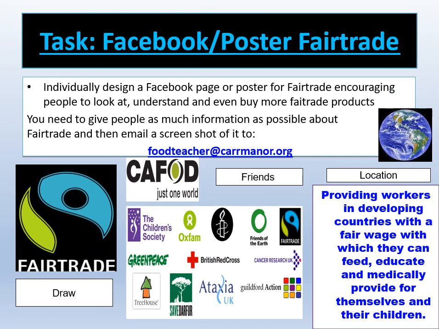So your task, now we've gone through all the information about fair trade, is to individually design a Facebook page or a poster about fair trade, encouraging people to look at, to understand and even buy more fair trade products. You can see on this page here there are some symbols, some logos, different organisations you might want to research into and to have a look at. You can do this in any way that you want to do. You can do it on a sheet of paper, you can do it in the book that school have provided for you, you can add colour, you don't have to if you haven't got them, whatever you want to do.